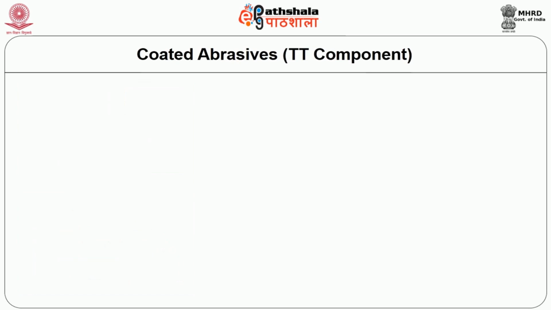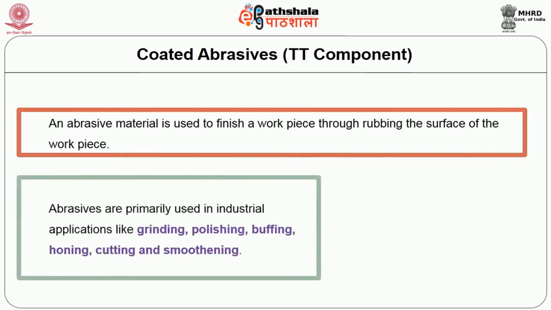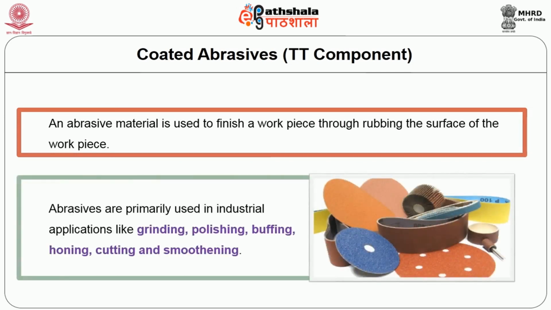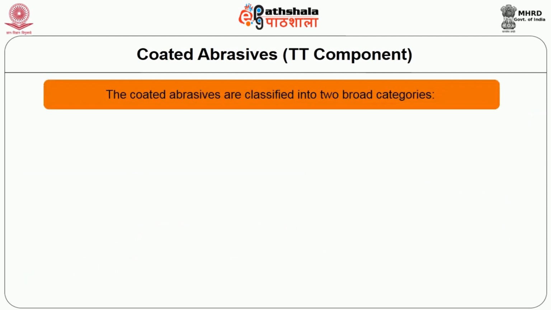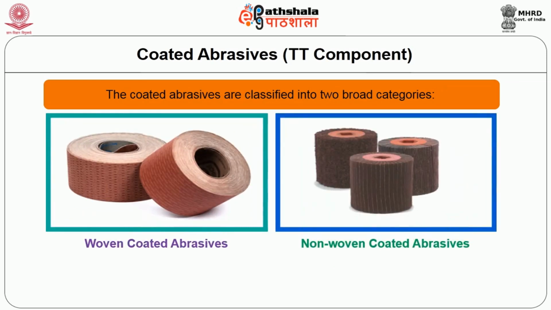Now we shall see about the coated abrasives which are used in Indutex. Abrasive material is used to finish a workpiece through rubbing the surface of the work. Abrasives are primarily used in industrial applications like grinding, polishing, buffing, honing, cutting and smoothing. The coated abrasives are classified into two broad categories as open coated abrasives and non-open coated abrasives.